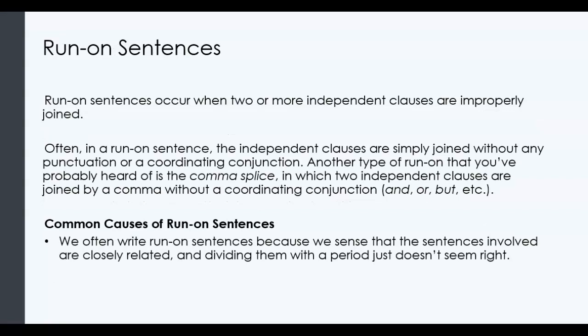Run-on sentences. Run-on sentences occur when two or more independent clauses are improperly joined. Often in a run-on sentence, the independent clauses are simply joined without any punctuation or coordinating conjunction. Another type of run-on that you've probably heard of is the comma splice, in which two independent clauses are joined by a comma without a coordinating conjunction, and, or, but, etc.